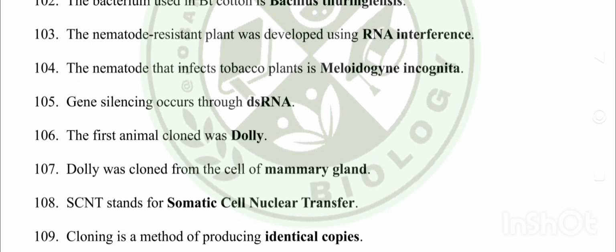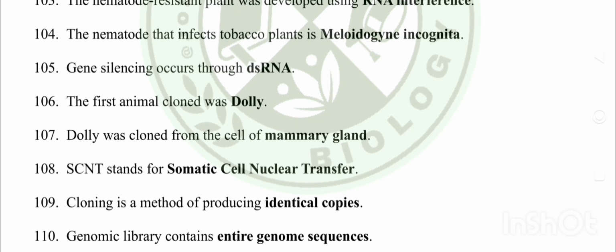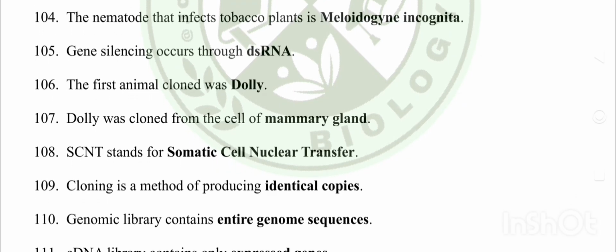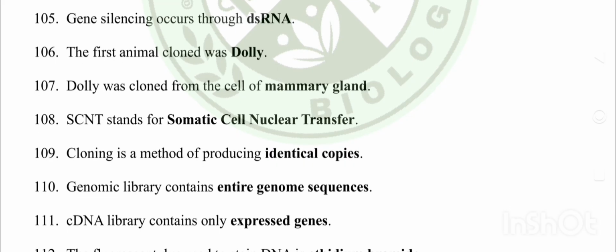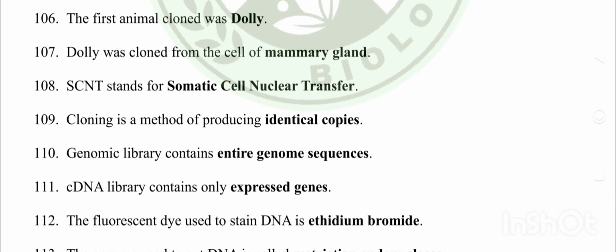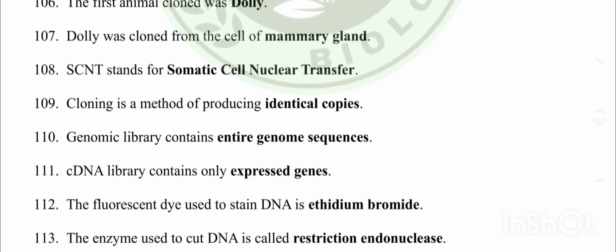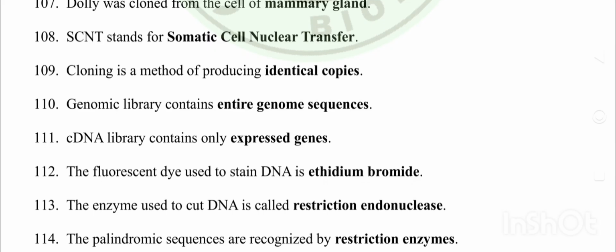106. The first animal cloned was Dolly. 107. Dolly was cloned from the cell of mammary gland. 108. SCNT stands for somatic cell nuclear transfer. 109. Cloning is a method of producing identical copies. 110. Genomic library contains entire genome sequences. 111. cDNA library contains only expressed genes.